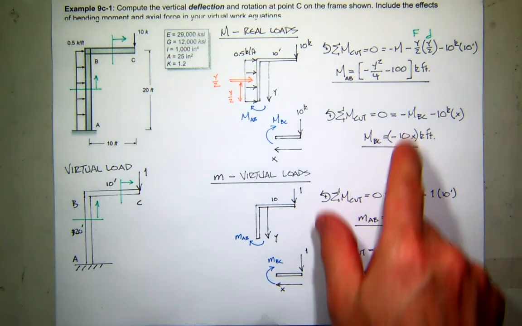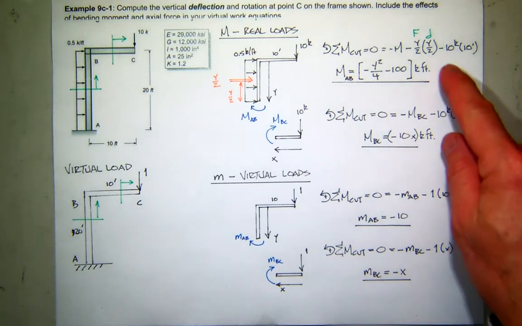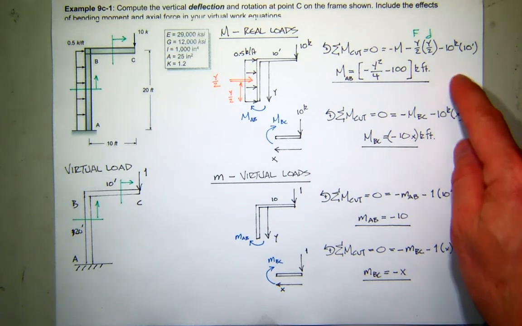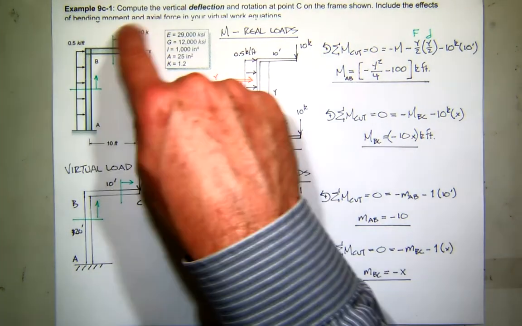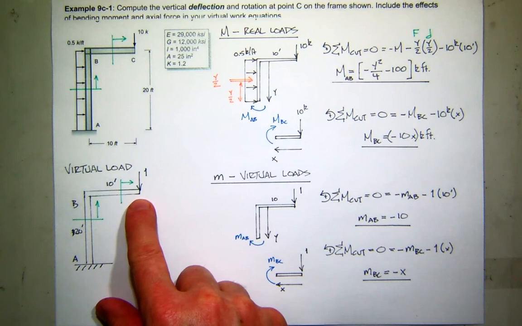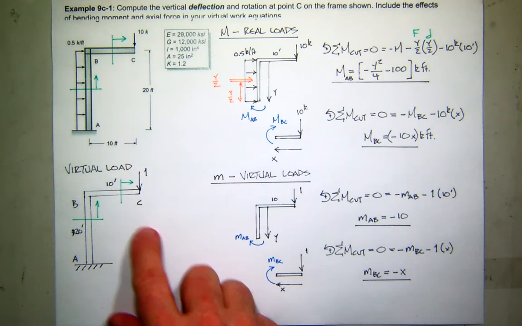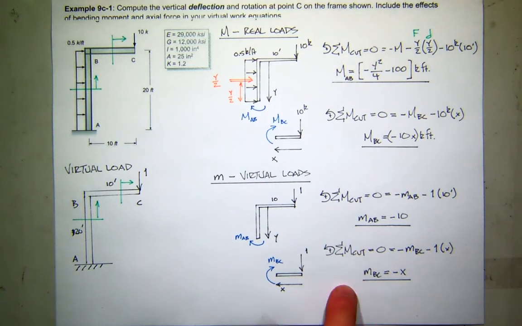Now, from my perspective, you're pretty much done, because you have the moment expressions throughout the structure for the real load system as given, and then for the displacement, you applied the virtual load at the point where you want the displacement. You've assumed a direction, in this case down, and you've written moment expressions for those. You just need to combine them and integrate them.